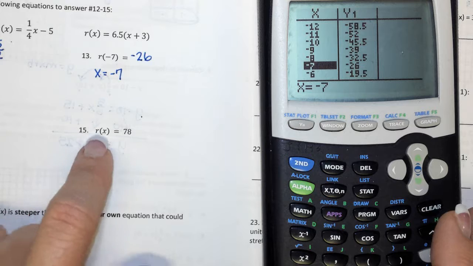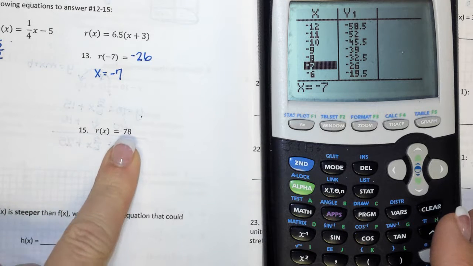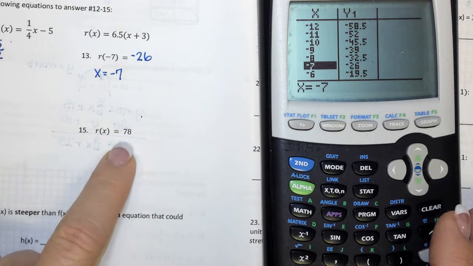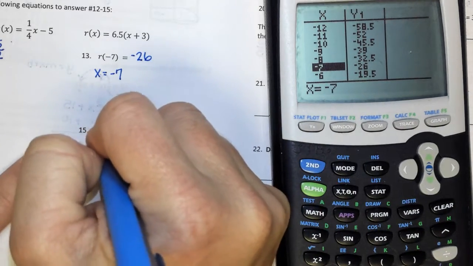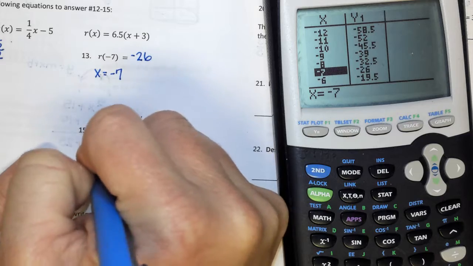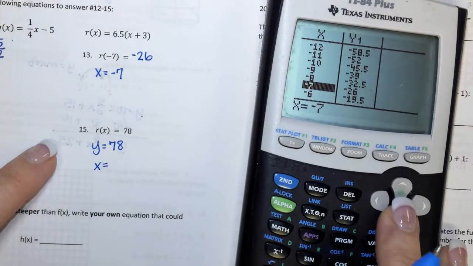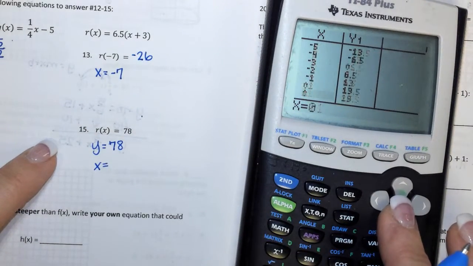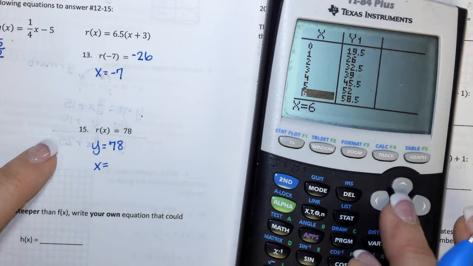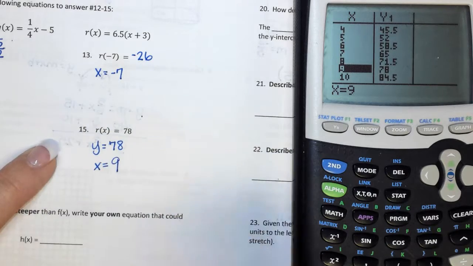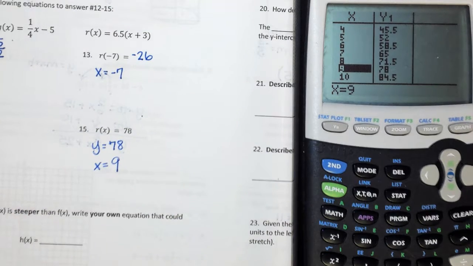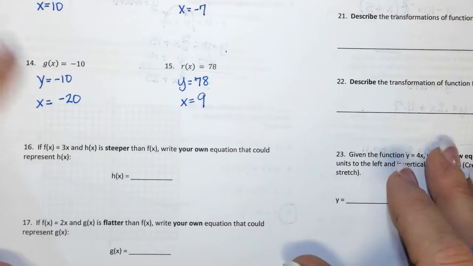Okay, 15 is saying r of x equals 78. So is that x or y that's 78? It is y. Because remember, if it's inside the parentheses, that's what tells us it's x. So y equals 78. So I'm looking for x. And you said it's what? 9. I believe you're right. Very good. It is 9. Okay, any questions on that function notation? Nope. Let's go to 16.